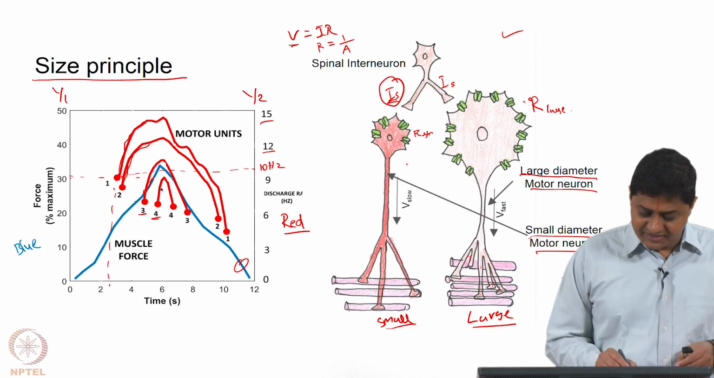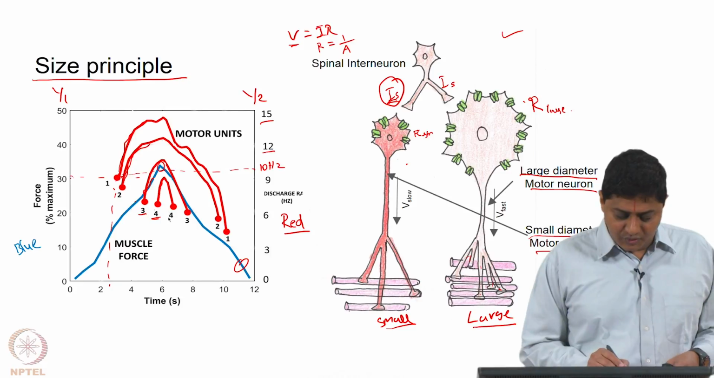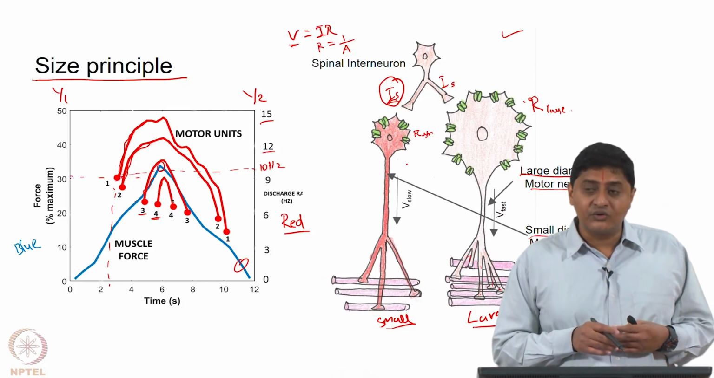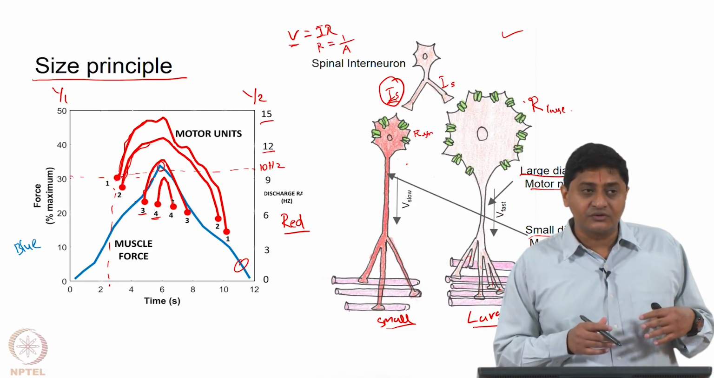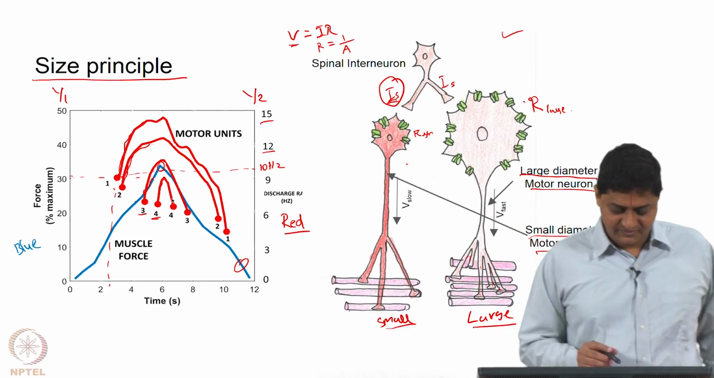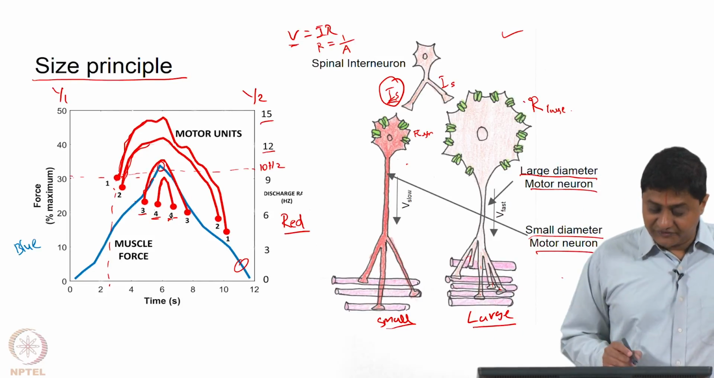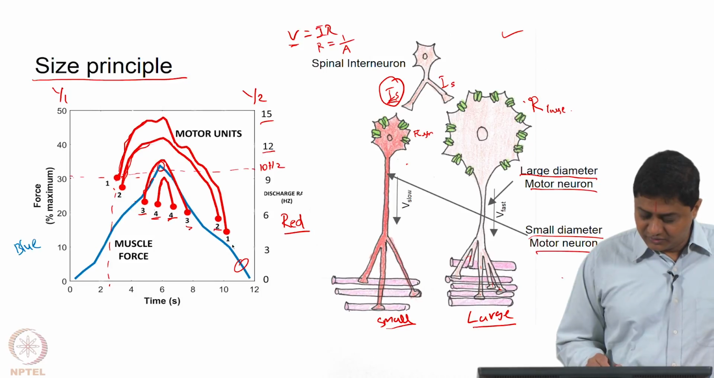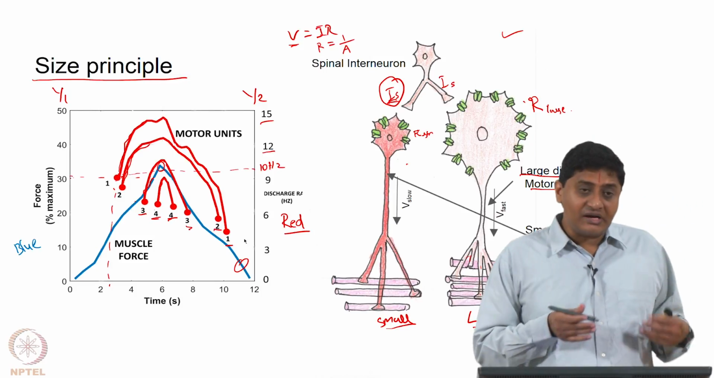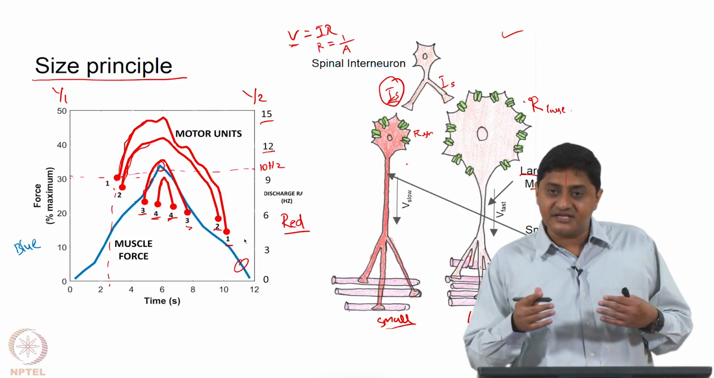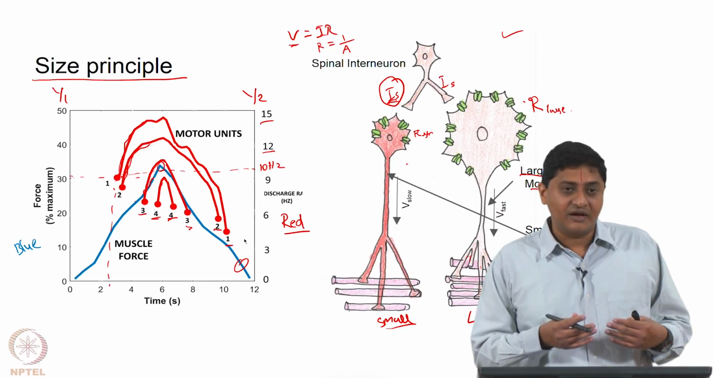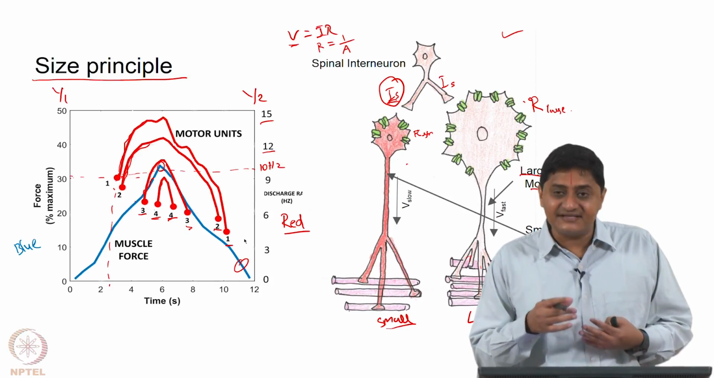Then a particular point in force is reached where this one is going to be recruited and its firing rate also keeps increasing, and at some point a maximum force is reached, and then I keep reducing. Also note that the motor unit which was recruited last is relieved first. Fourth motor unit is first relieved, then 3, then 2, then 1. Recruitment happens in the order of increasing size, whereas de-recruitment happens in the order of decreasing size.